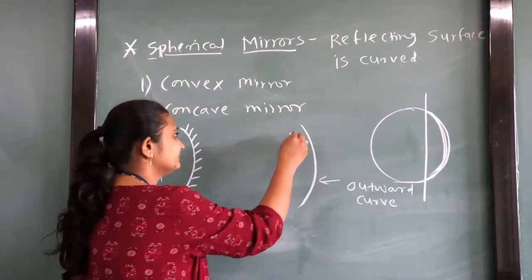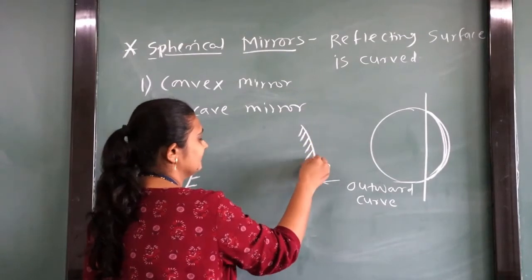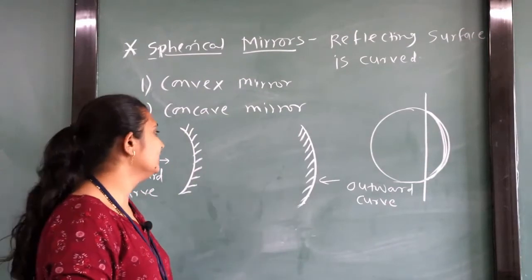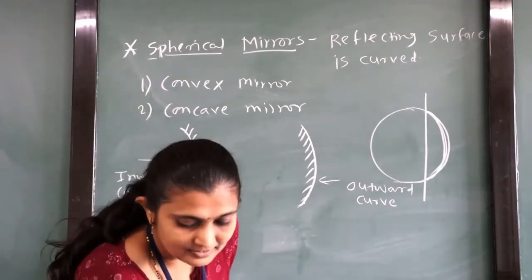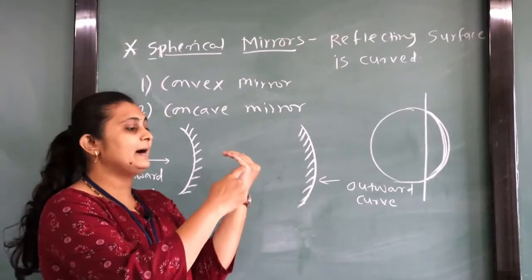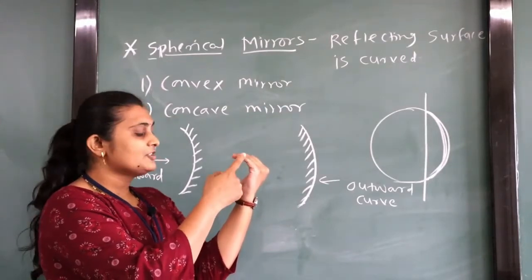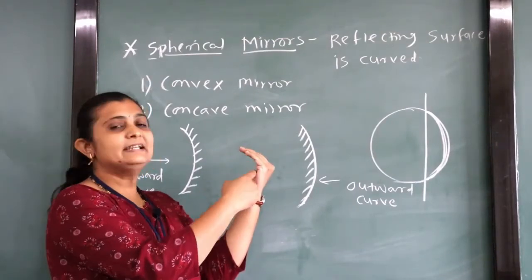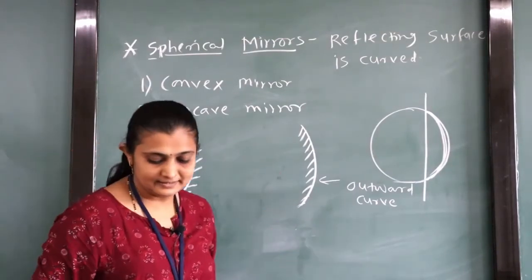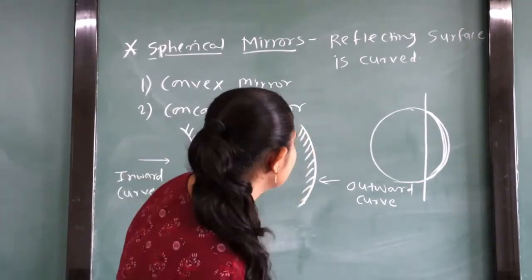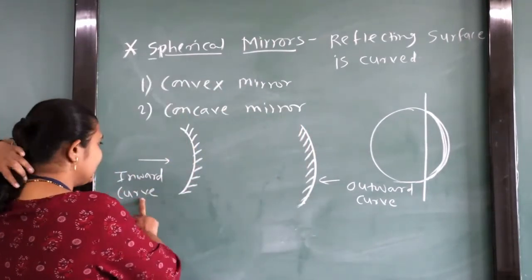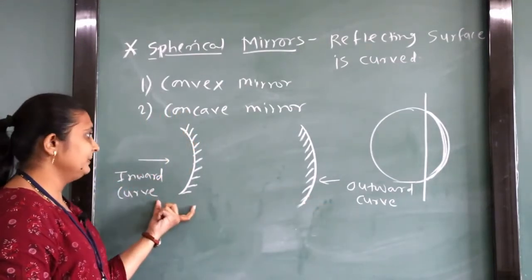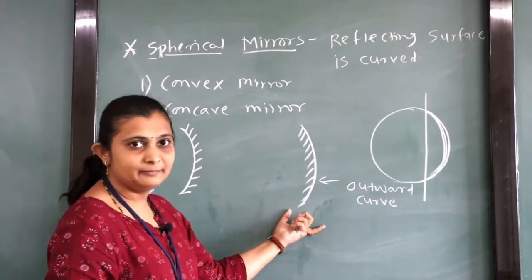And if the outward curve is made reflecting, that is called the convex mirror. Suppose our hand is the part of the spherical shell, then this outward part is the convex mirror and this inward part is the concave mirror. These are the two types of mirror, convex mirror and concave mirror. Inward curve made reflecting is concave, outward curve made reflecting is convex.